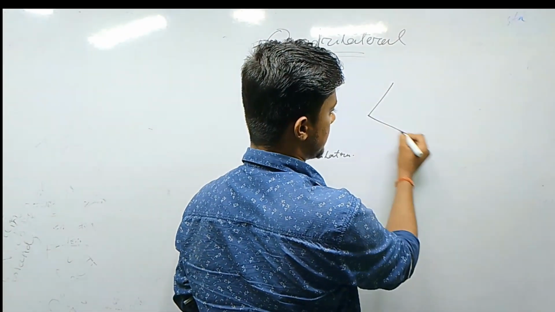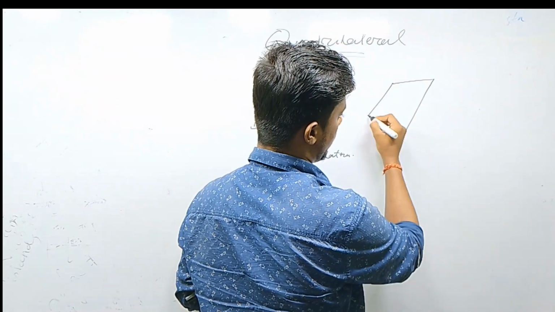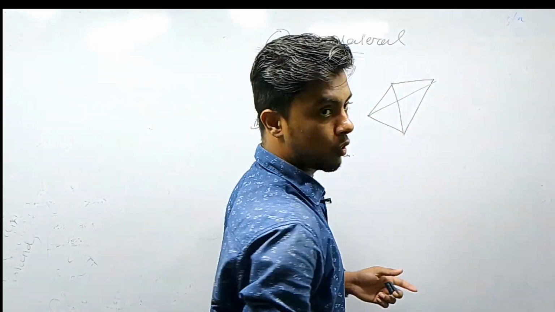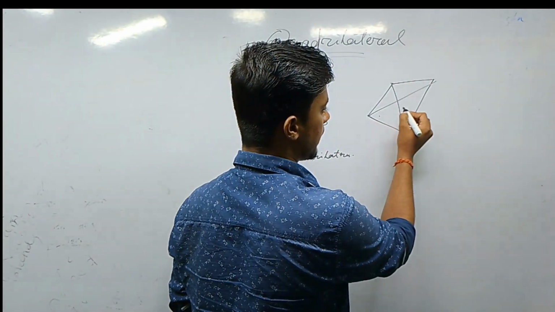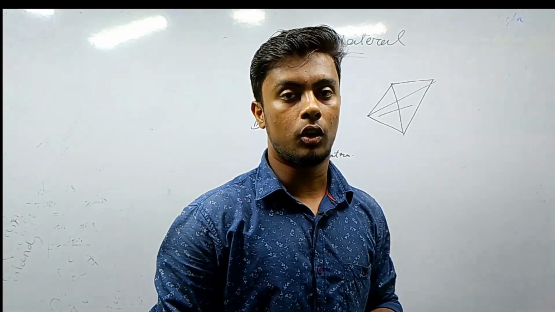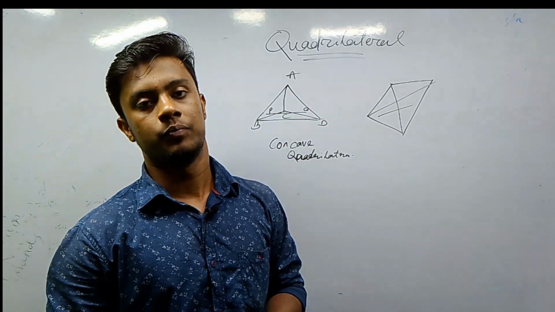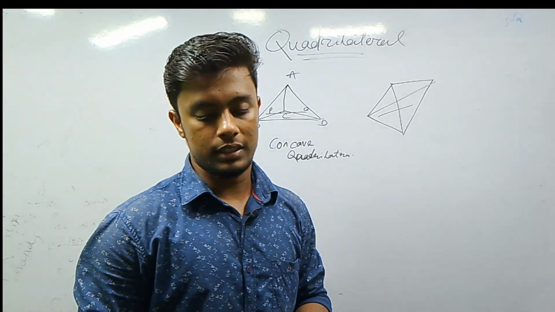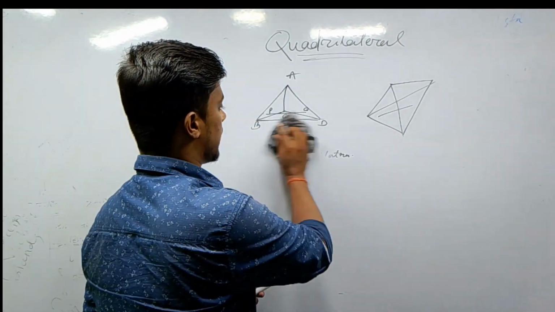But in the convex case, you will find the diagonals lie inside the quadrilateral, and also if you take any two points, by joining these two points, all parts of that line will lie inside the quadrilateral. So these are the basic properties of the quadrilateral.